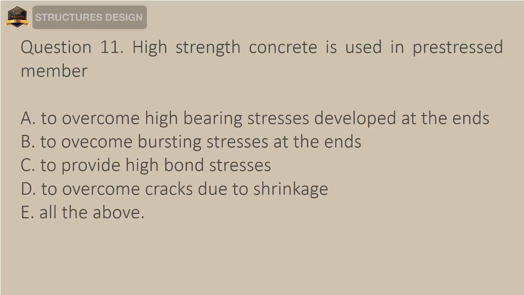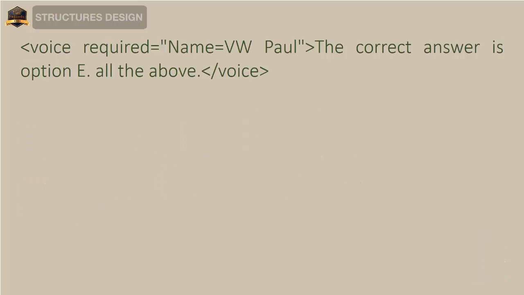Question 11. High-strength concrete is used in prestressed member. A. To overcome high-bearing stresses developed at the ends. B. To overcome bursting stresses at the ends. C. To provide high bond stresses. D. To overcome cracks due to shrinkage. E. All the above. The correct answer is option E. All the above.